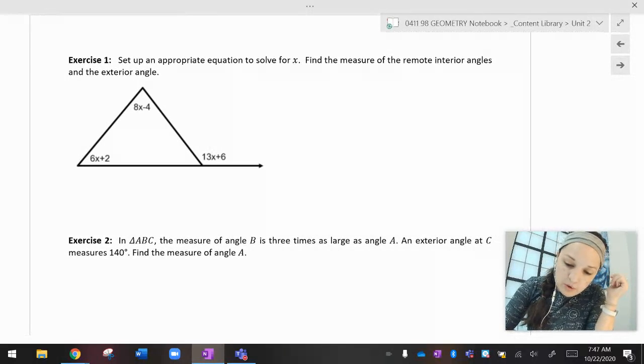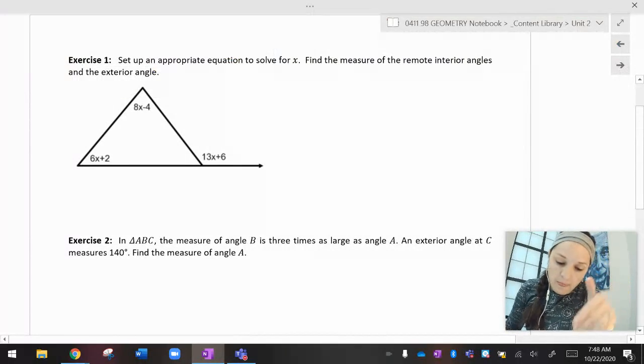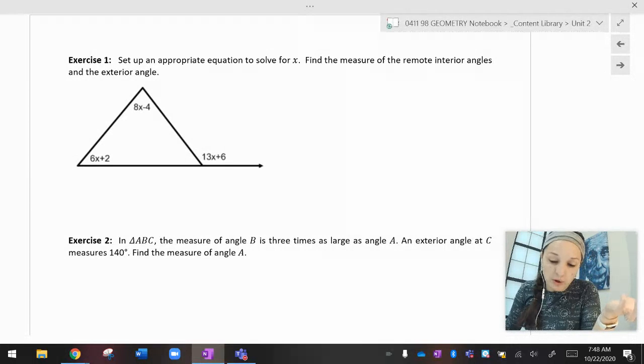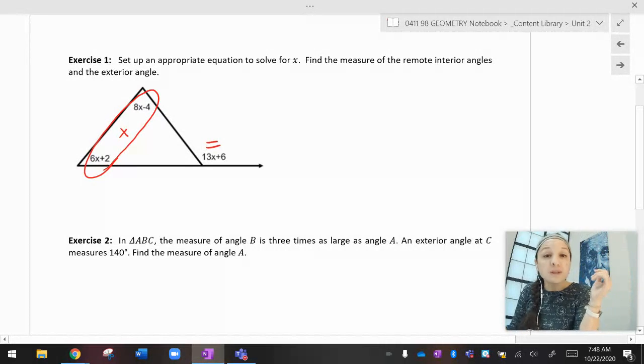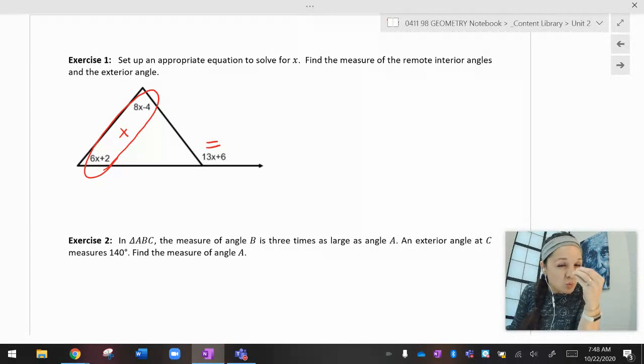And if we turn this page here, it says set up an appropriate equation to solve for x. Find the measures of the remote interior angles and the exterior angle. Okay. Well, I'm looking at this picture. I'm realizing I have 2 angles on the inside and 1 on the outside. And the rule is the sum of these 2 equals this one. And I want you to circle that and put the plus and put the equals out there, all of that. I want it all on your paper because that visual cue is going to remind you of the rule.